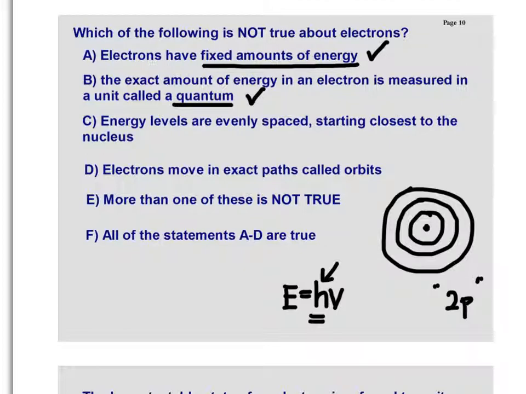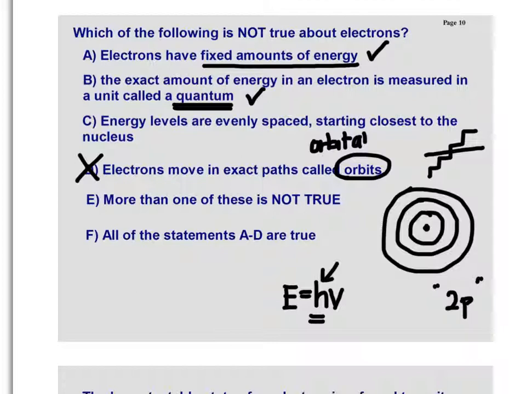So the amount of energy in electrons has to do with jumping from level to level. It has to do with quanta. It just can't go anywhere. I told you it was more like stair steps. They're found on discrete levels. D is false. They are not moving in orbits. Orbits means it's a predictable path. They are in orbitals, which is sort of like a probability.